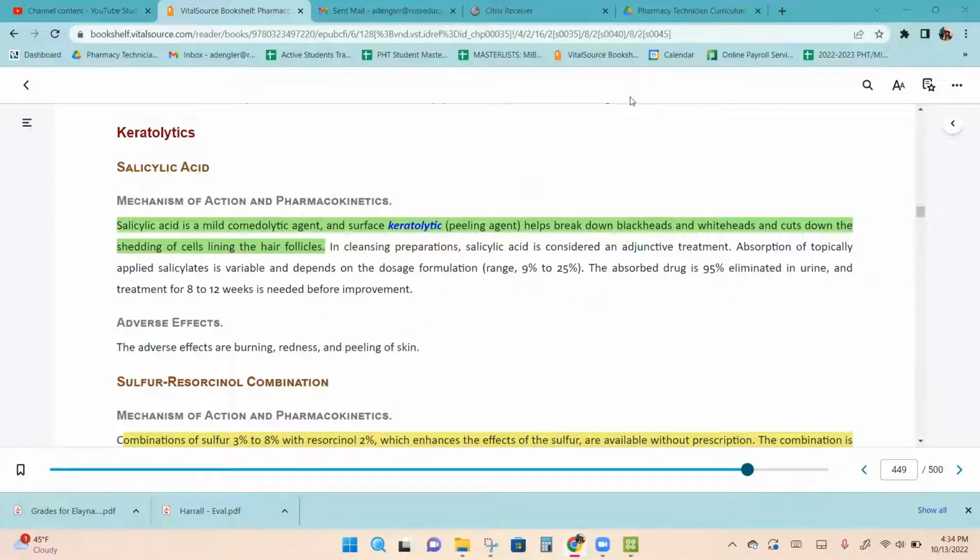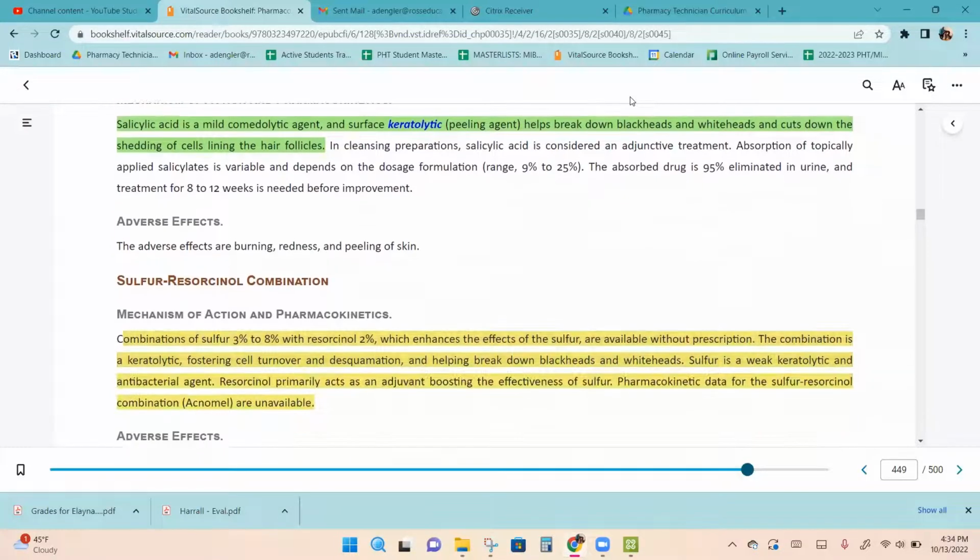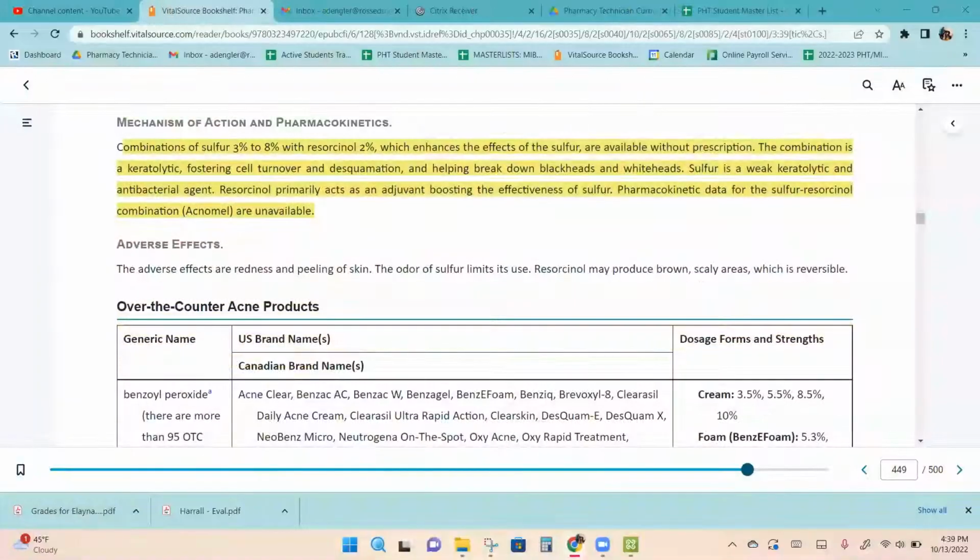Salicylic acid is a mild comedolytic agent and surface keratolytic, which is a peeling agent, that helps break down blackheads and whiteheads and cuts down the shedding of cells lining the hair follicles. Combinations of sulfur 3 to 8% with resorcinol, which enhances the effects of the sulfur, are available without prescription. The combination is a keratolytic, fostering cell turnover and desquamation and helping break down blackheads and whiteheads.